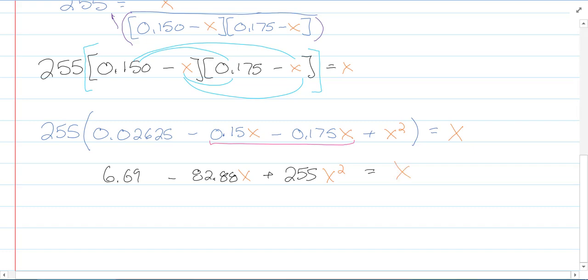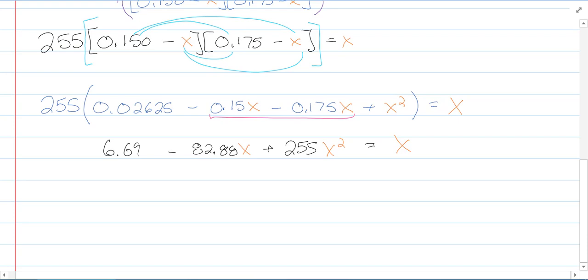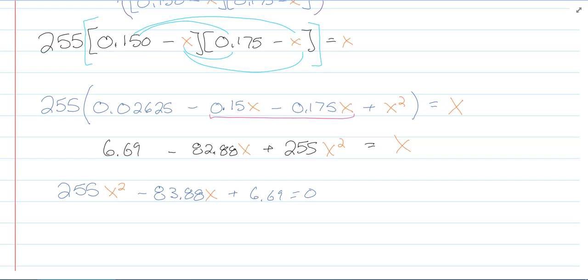So then what? Get everything to one side. So I get 255x squared minus 83.88x plus 6.69 equals 0. And now we have to solve for x. There are multiple ways to solve for x, but I would recommend using the quadratic formula.